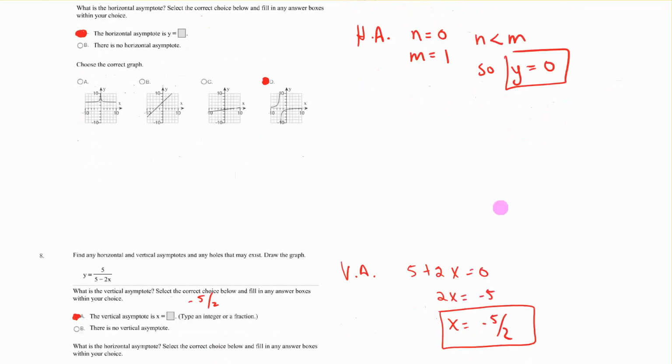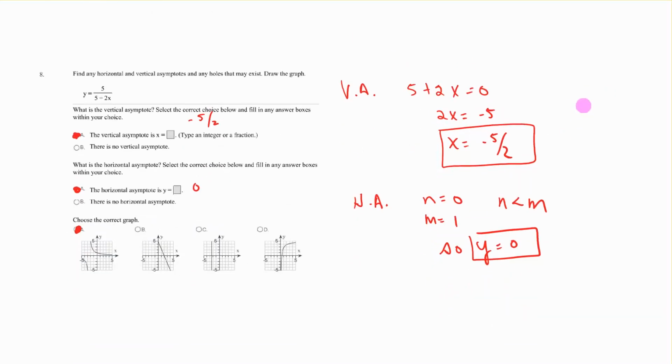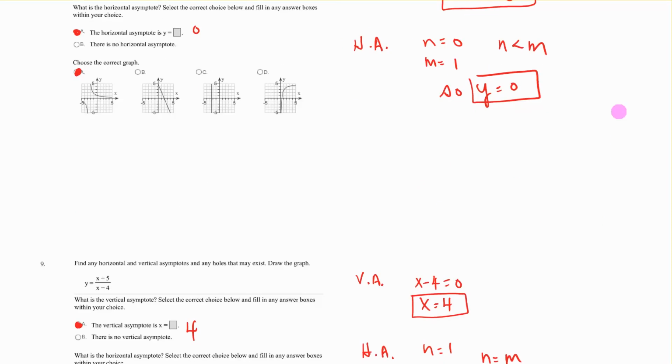Alright, so let's move on to number 8. Again, for the vertical asymptote, we take 5 plus 2x equals 0. 2x is negative 5, so x is negative 5 halves. And then same thing with the horizontal, we get y equals 0. X equals negative 5 halves, y equals 0 is there. That is the graph of that one.